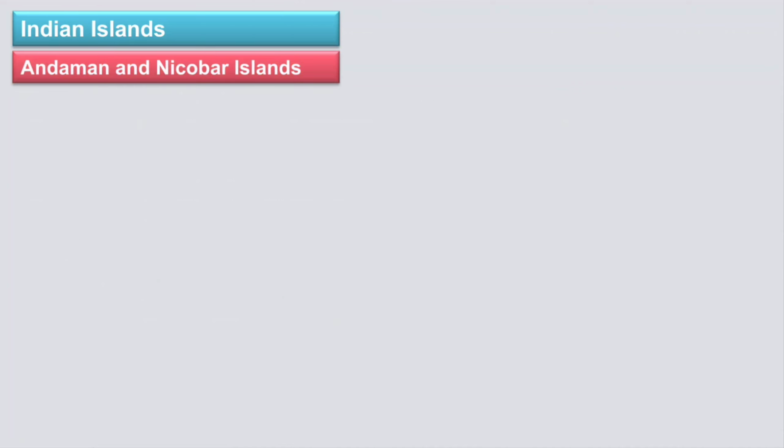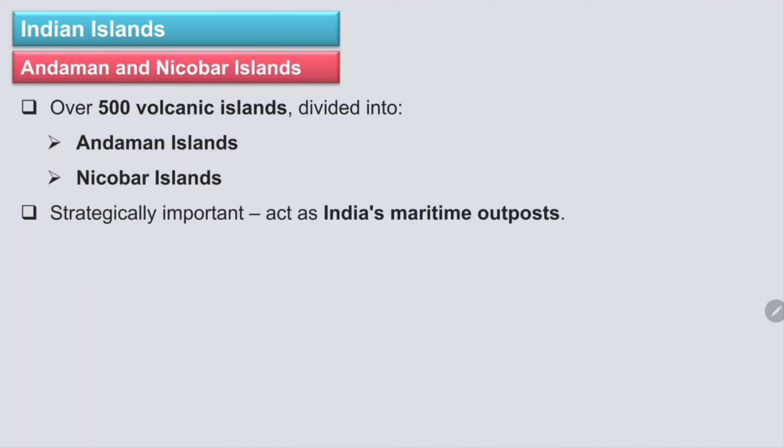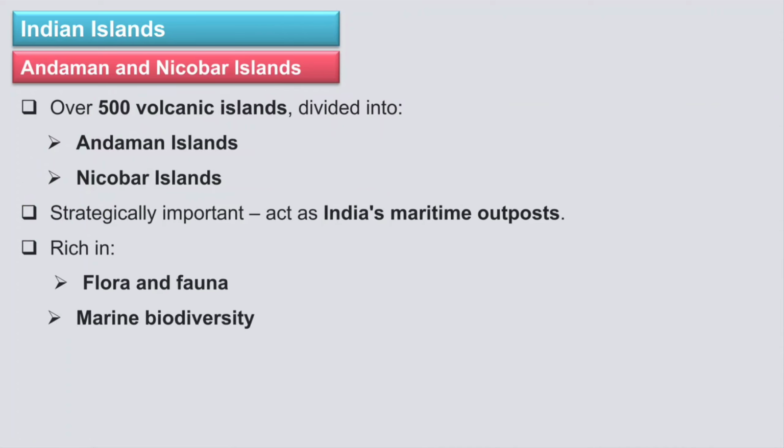Next we have the Andaman and Nicobar Islands. There are over 500 volcanic islands, and they are divided into the Andaman Islands and Nicobar Islands. There are more than 500 islands, and these are all volcanic islands. They are strategically important, acting as an Indian maritime outpost, and rich in flora and fauna, plant life, animal life, and marine biodiversity.